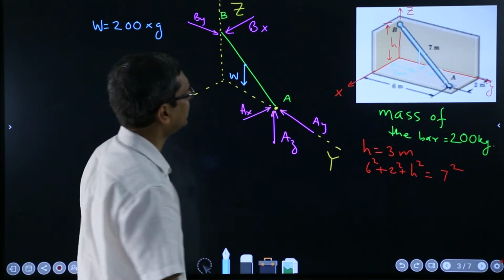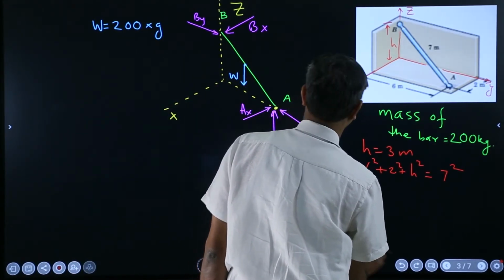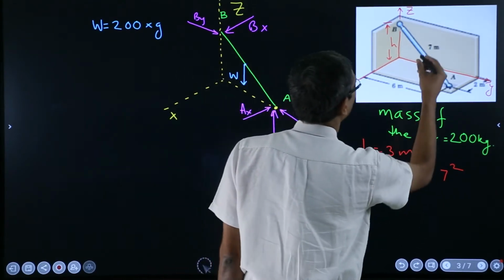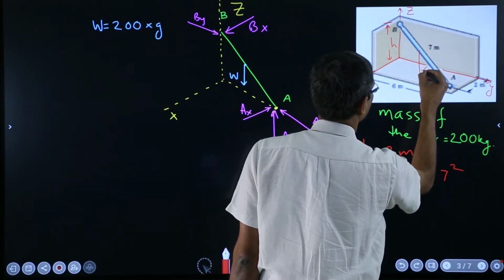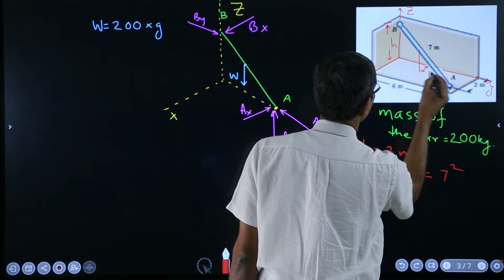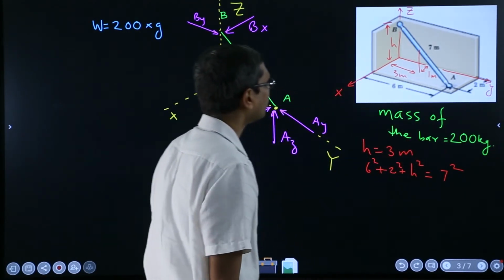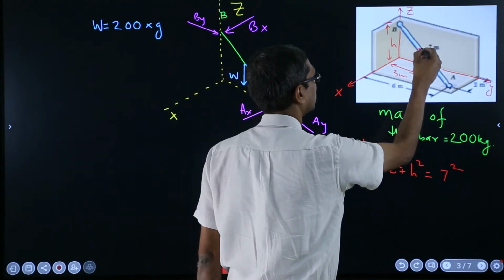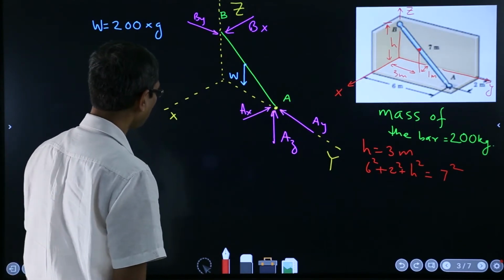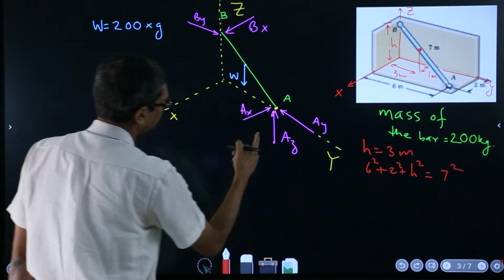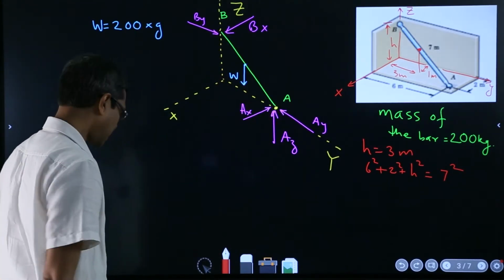I think the colors are too bad to be visible. So if I drop a perpendicular here, this distance is 1 meter and this distance is 3 meters. That's what I'm saying. So this is the center of mass of the bar. Good. Now, how to calculate the moment of all the other forces about this point?